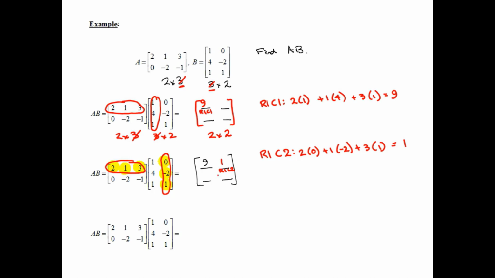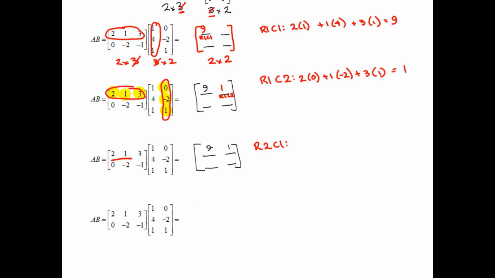Now we're going to move on to the next one. So here's my 2 by 2 matrix with my 4 slots. I've already found the 9, I've already found the 1. What do we need next? Now we need to move on to row 2. So row 2, column 1. Let's do that next.